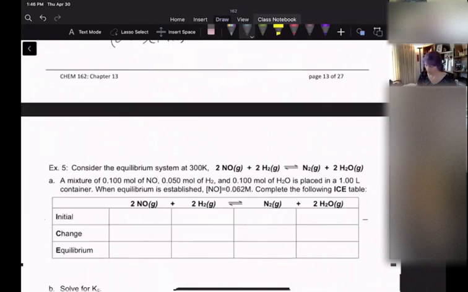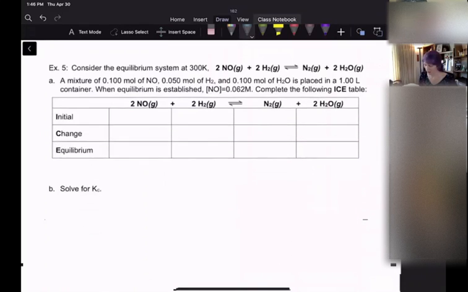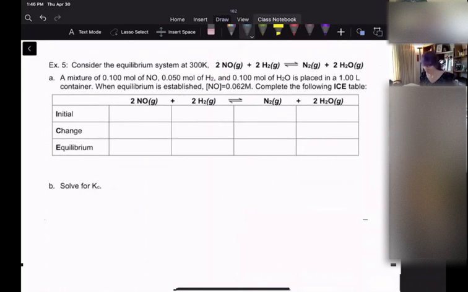So these come in all kinds of forms. We have to get a little creative about how to solve them. So we'll just be really careful identifying what we're given. So we have our initial mixture, and, oh good, we have 1 liter. So all of those mole values we'll just write as molarities. Then when equilibrium is established, we've got 1 concentration. So let's lay that out in our table.